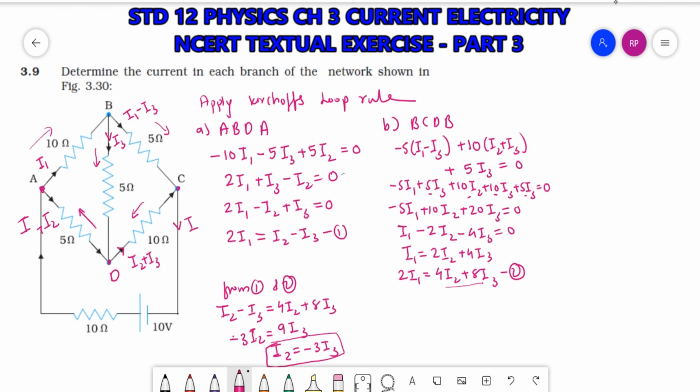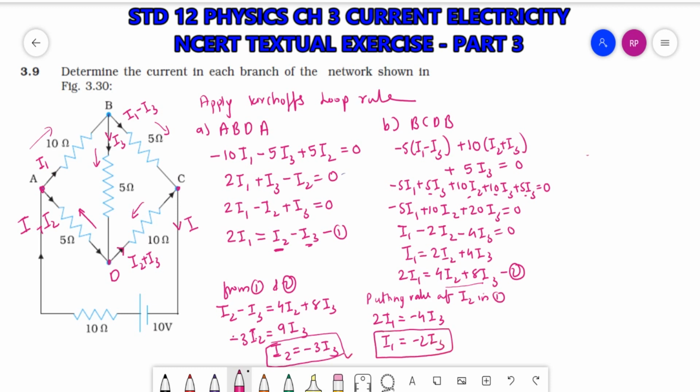Now putting the value of I2 in 1, I will get 2I1 equal to, here I will put minus 3I3 minus I3. So minus 4I3. So I1 will be equal to minus 2I3.